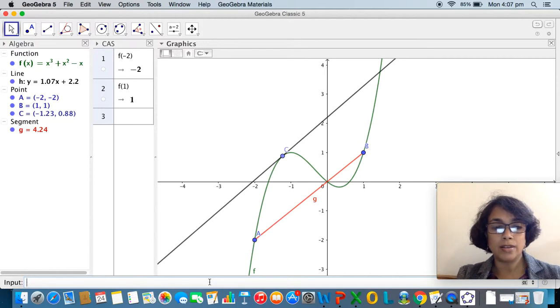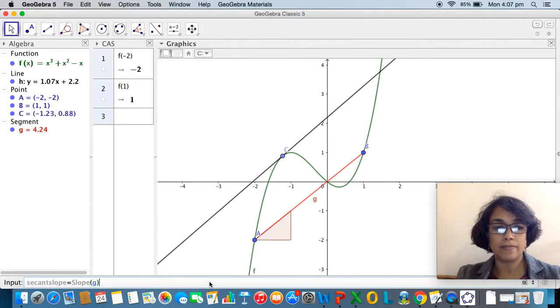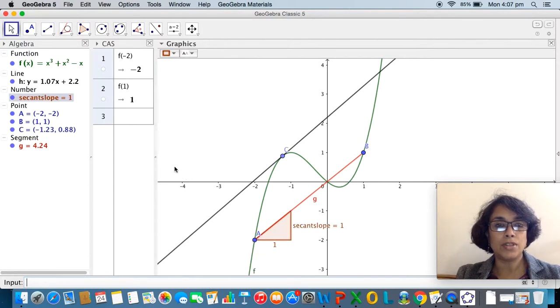So maybe I could enter a function called secant slope is equal to, we say slope G. Notice that the slope of the secant is 1, and it draws a slope triangle to show that the slope of the secant is 1.